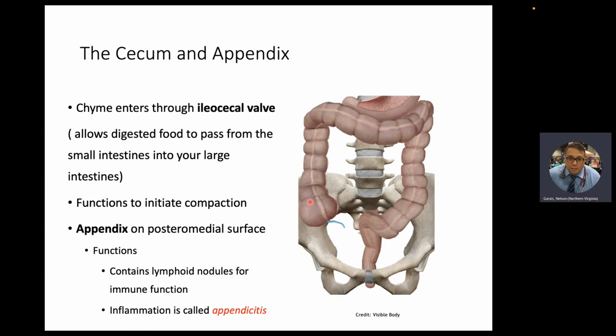At the level of the cecum, which is the first part of your large intestine, you have your appendix here. This band here is called your tenia coli, and that's specific to your large intestine. Next is the parts of the large intestine, I believe.